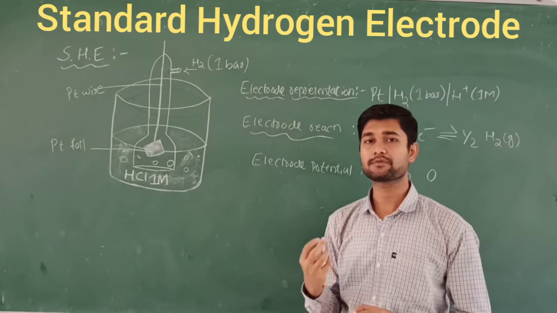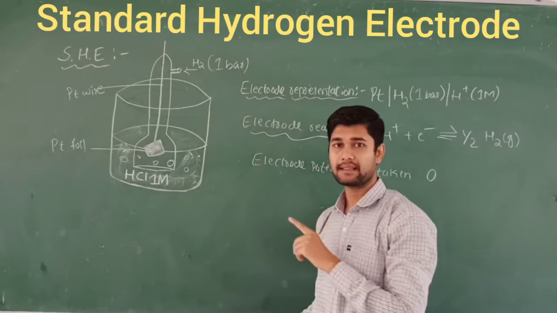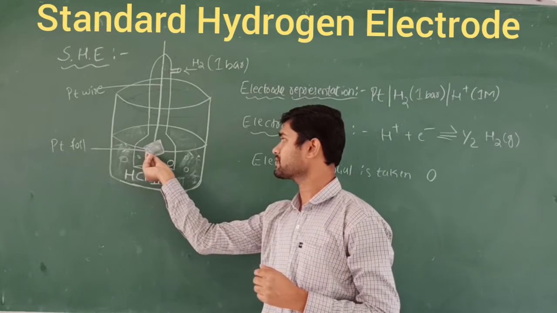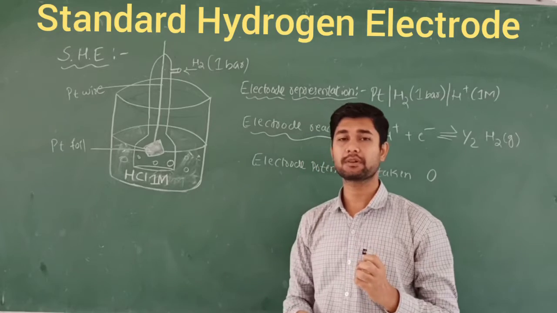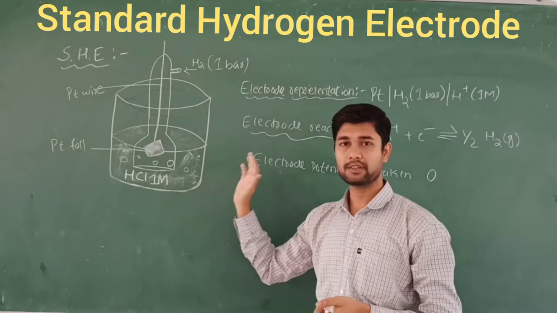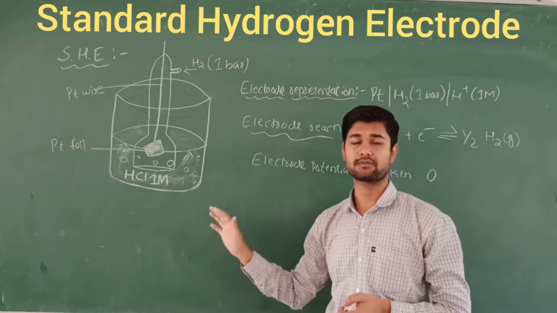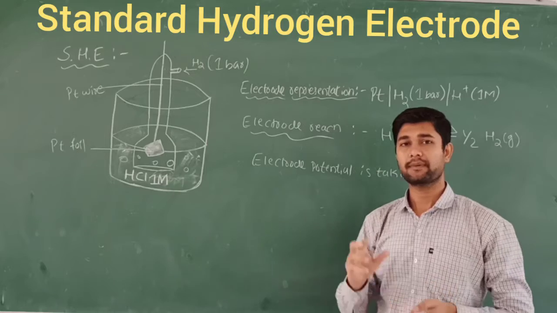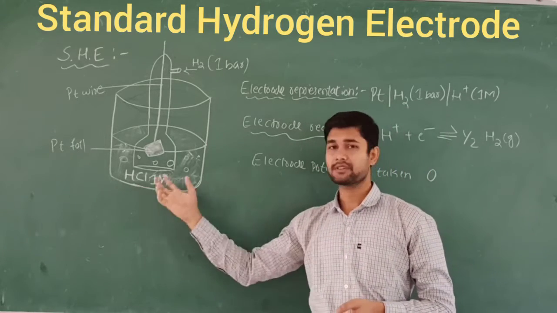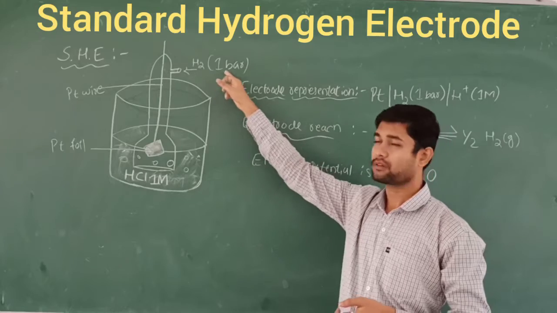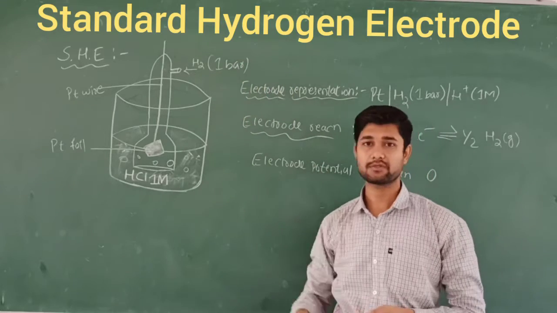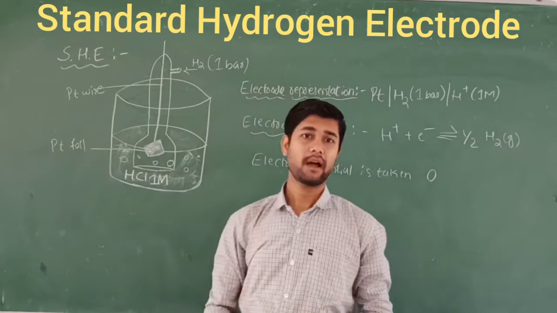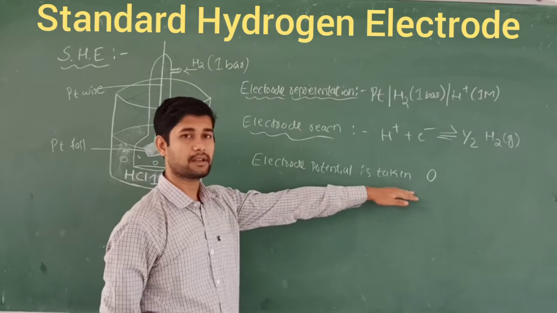Why are the bubbles observed? Because the hydrogen gas is adsorbed on the metal foil surface, and when it is adsorbed, the bubbles come out. So this experiment shows that it is a standard hydrogen electrode, and the values of other electrodes are assigned based on it. When 1 molar H plus ions are taken, and hydrogen gas is applied at 1 atmosphere pressure, 1 bar, we call this electrode the standard hydrogen electrode, and its value is always taken as 0.